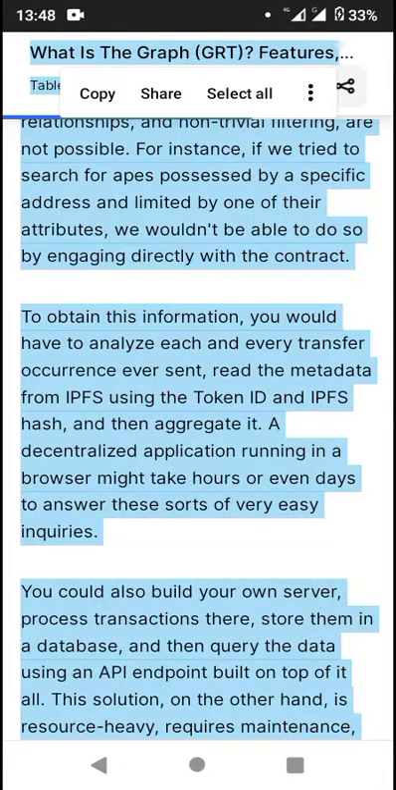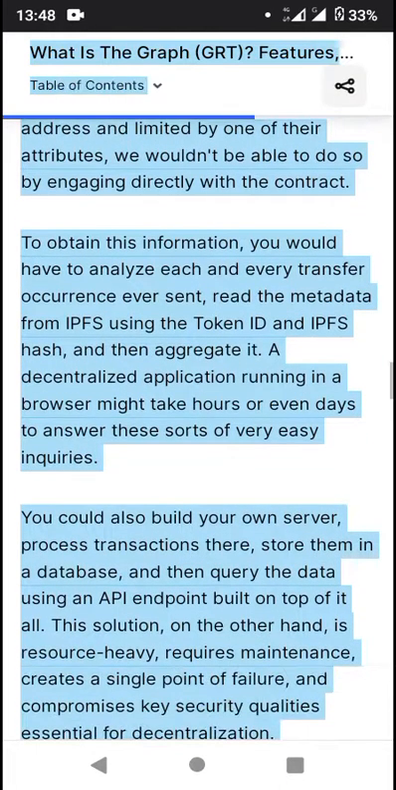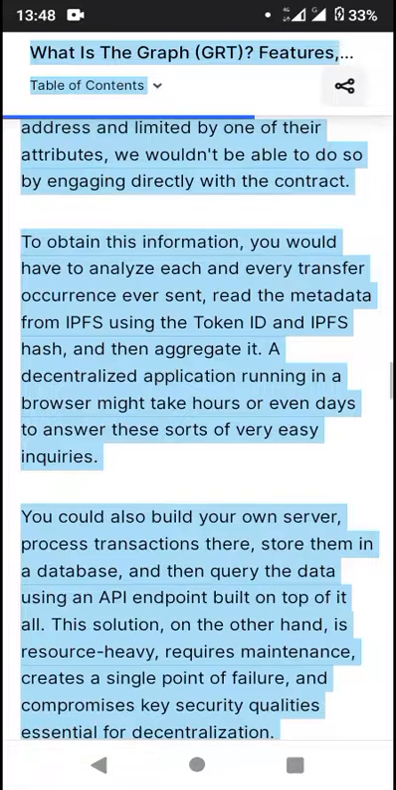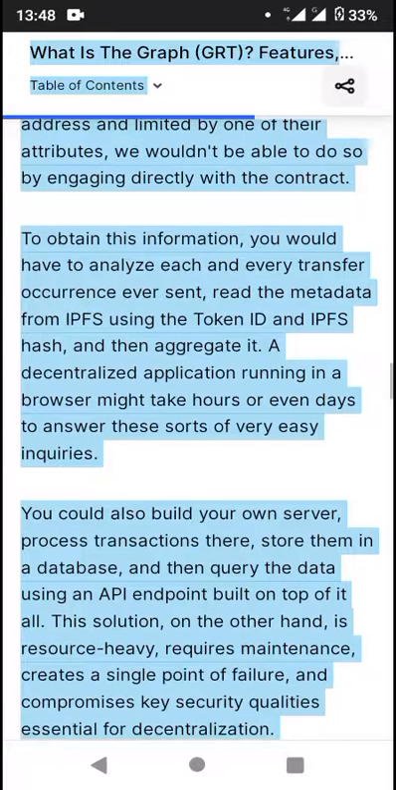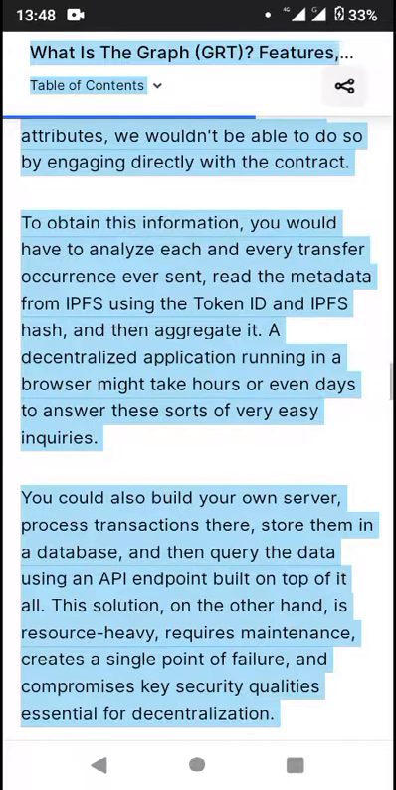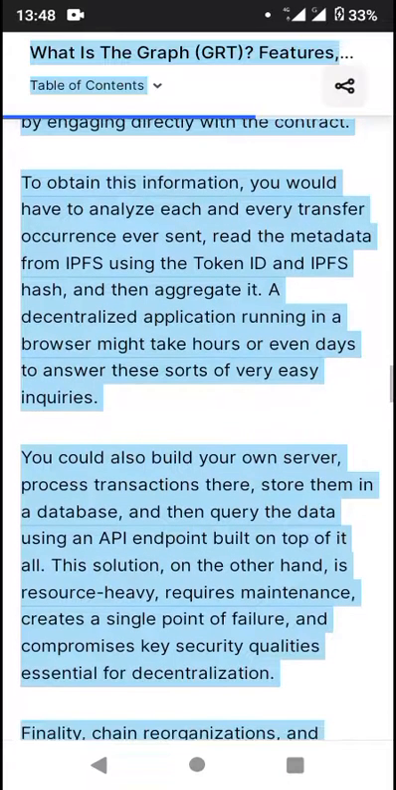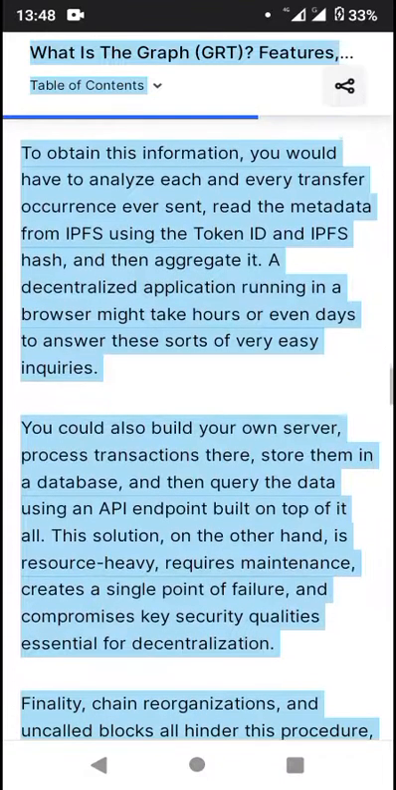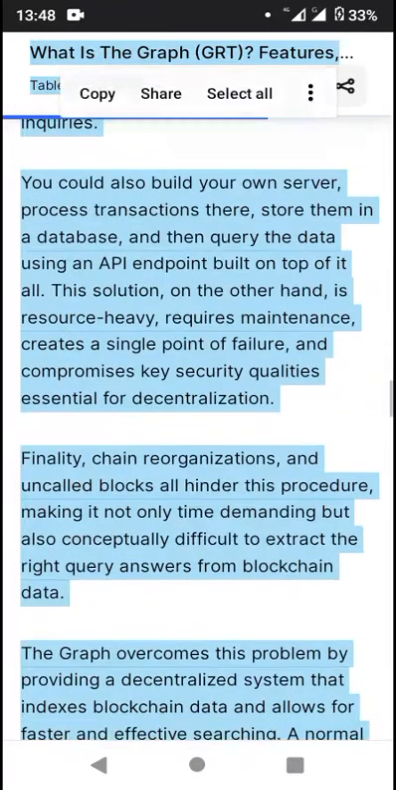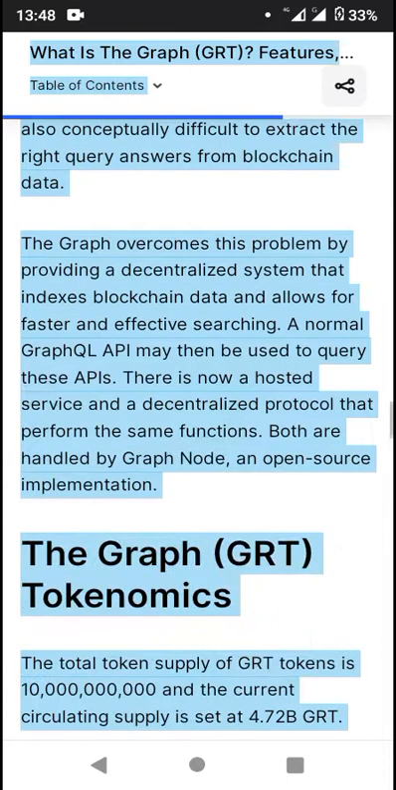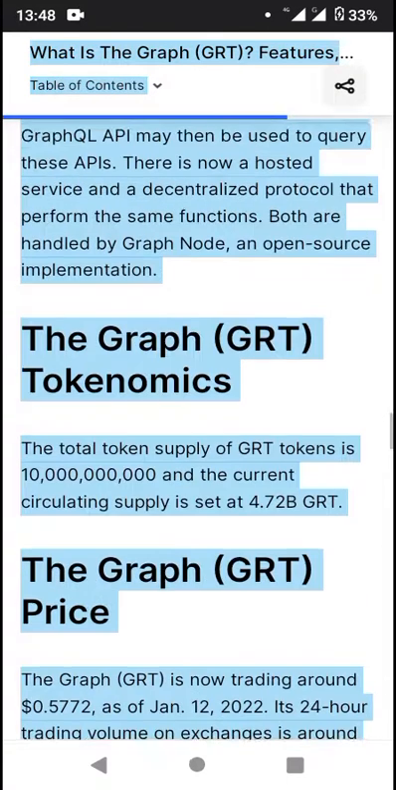Say for instance, to obtain this information, you would have to analyze each and every transfer event ever sent, read the metadata from IPFS using the token ID and IPFS hash, and then aggregate it. A decentralized application running in a browser might take hours or even days to answer this sort of very easy inquiry. So that's that. Now we're going to be looking at The Graph tokenomics.